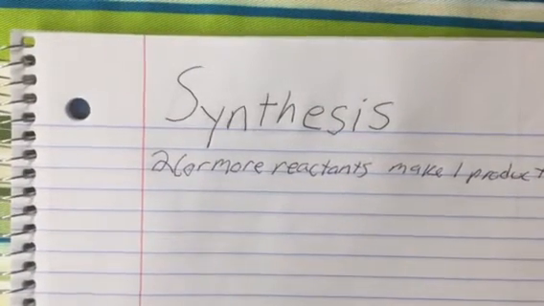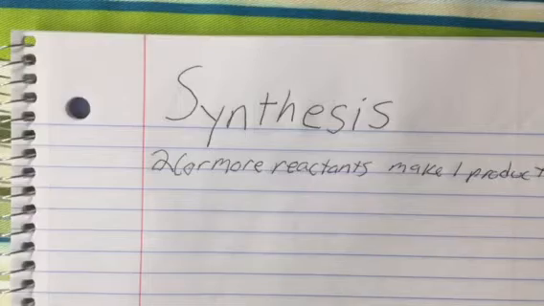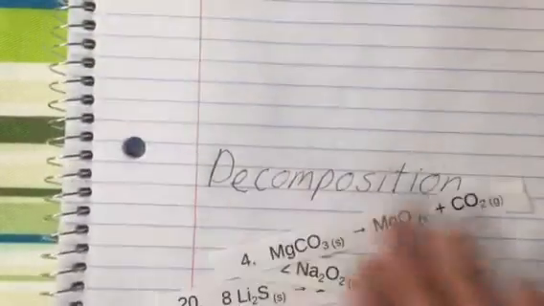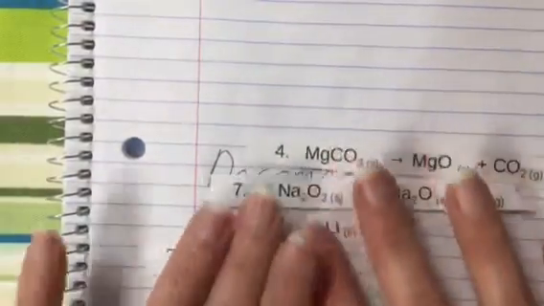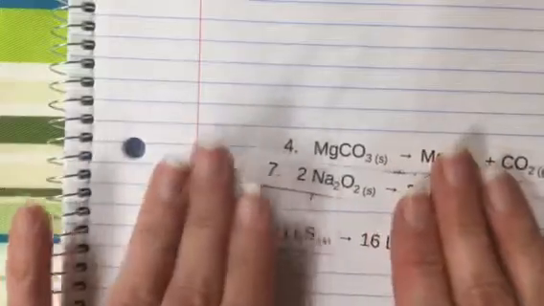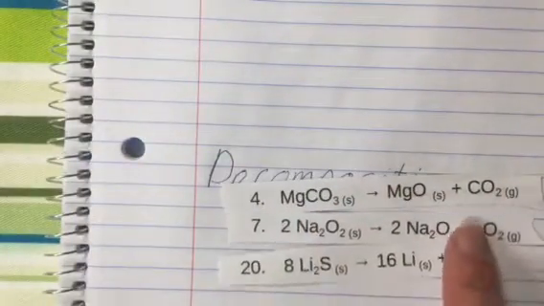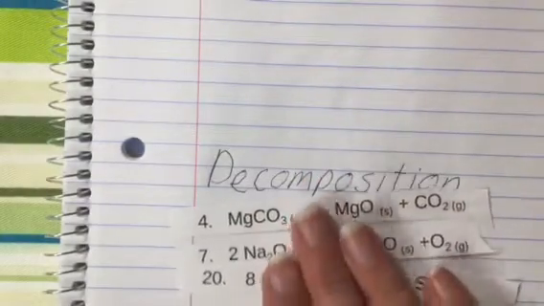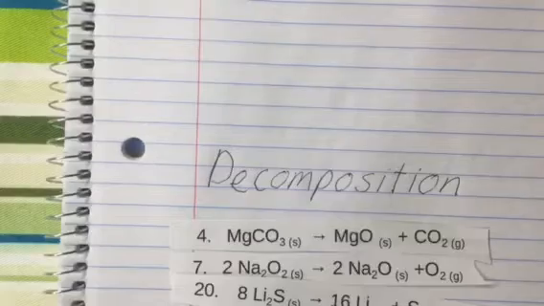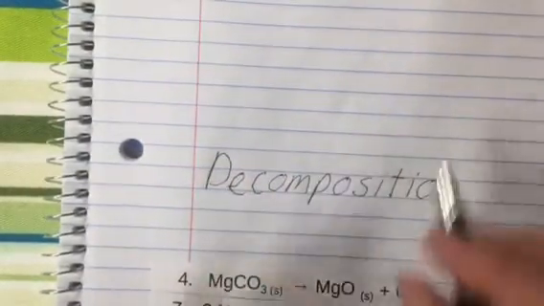The next thing then, some of these you'll find, dig through a little bit, and you'll find that some of them are just the opposite. Start with one reactant, and we end up with two or more products. Call it a decomposition. To decompose means to unmake something.